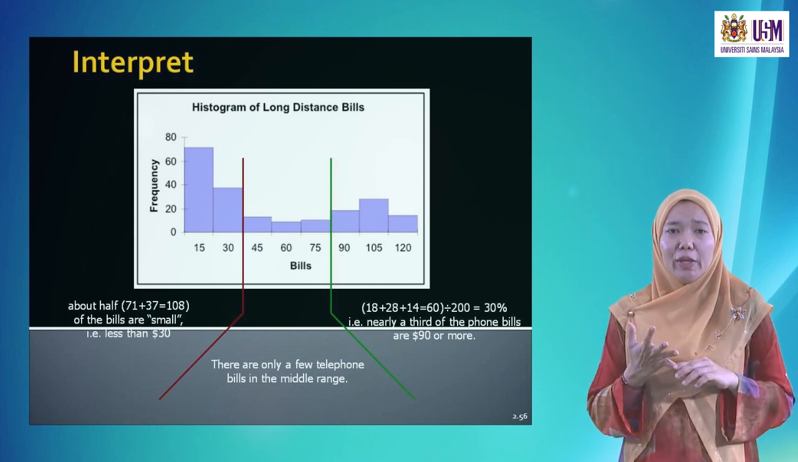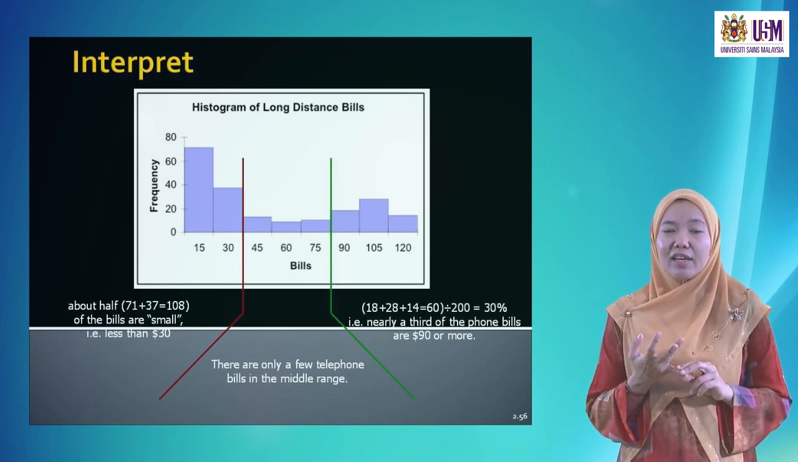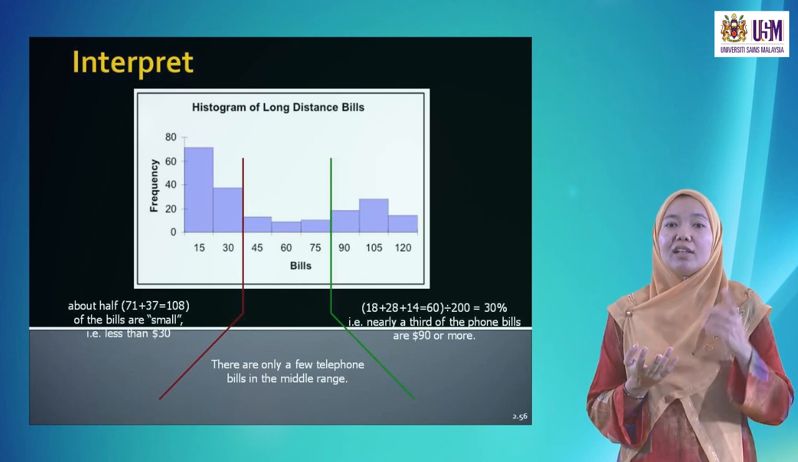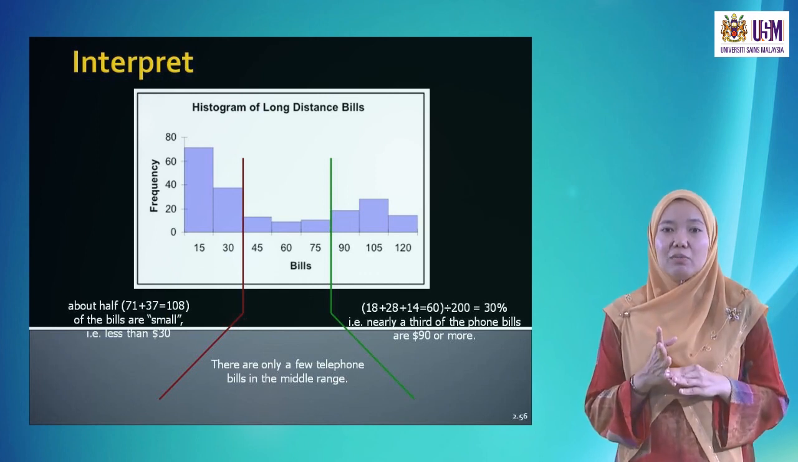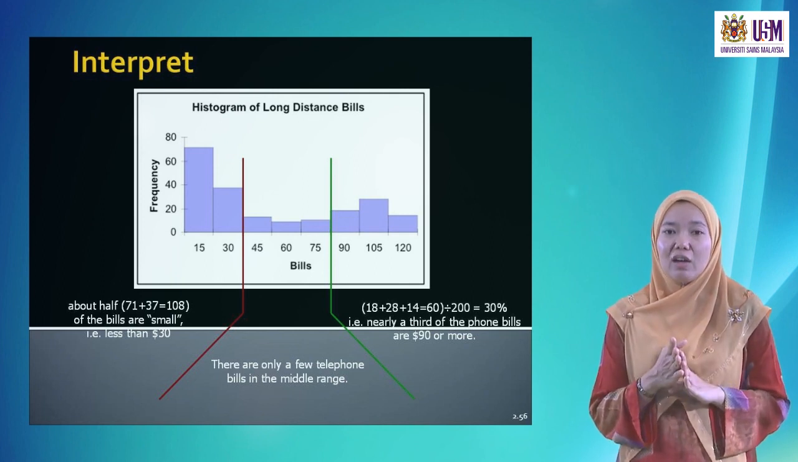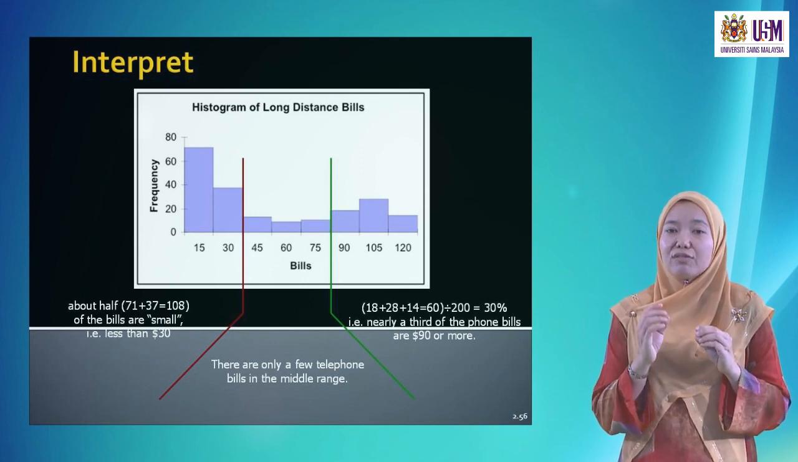Take note, a histogram is very different from a bar chart. One easy way for you to note this is that in a bar chart, each bar is separated from another, while in a histogram, the bars are linked to each other because this is for continuous data or interval data. So that's why the different types of data are very important.